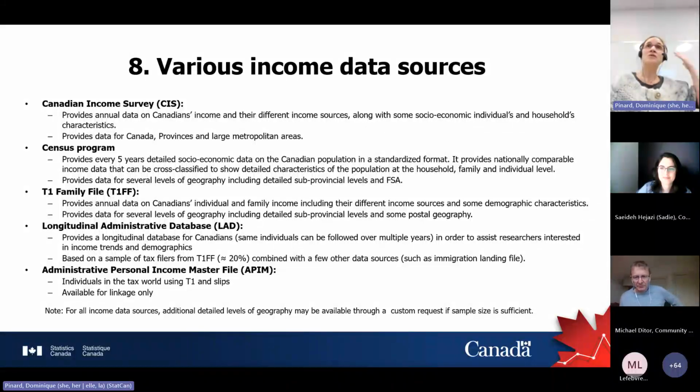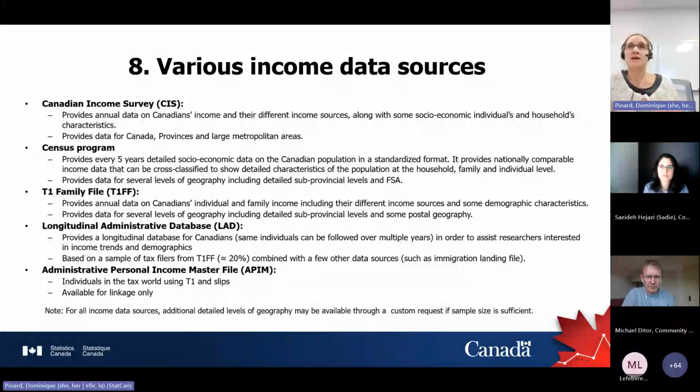But at the very beginning, I mentioned the idea that there's various income data sources at Statistics Canada, and I was hoping that presenting the TIF would give you a really good sense of what the TIF is, but also I want to make sure that you understand that there is other information available. So the first one is the Canadian Income Survey. This survey provides annual data on Canadians' income, and there are different income sources, along with some socioeconomic individual and household characteristics.